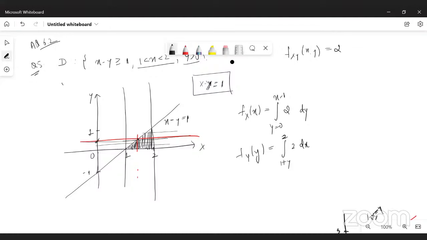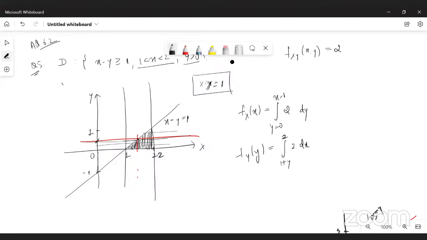This x is varying from, like, the lower limit will be on this curve, right? It is varying from this curve, x plus y, and it can go maximum till 2. Yeah. Right. So from 1 plus y to 2. So this is how we have taken the limit. X cannot go beyond 2.